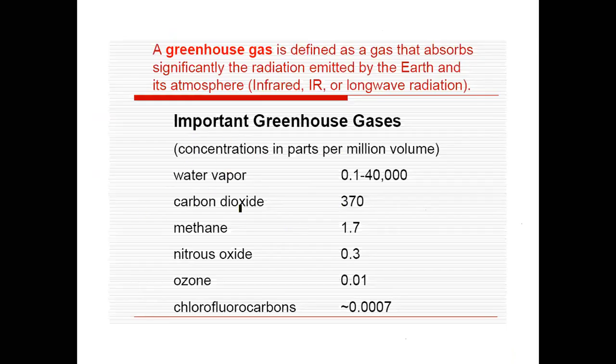Okay, so here now you can see the carbon dioxide concentration in the atmosphere in year 2000 is 370 ppm. Now this is year 2020, so it should be more than 400 ppm.